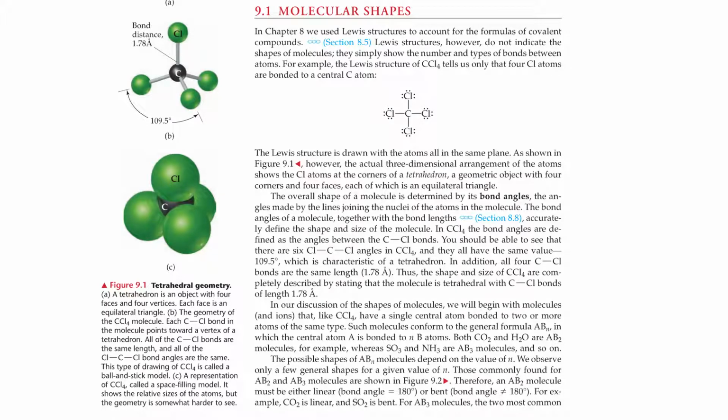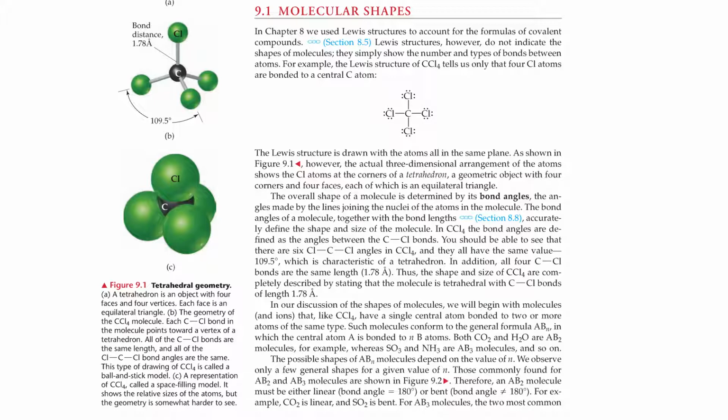Section 9.1, Molecular Shapes. In Chapter 8, we used Lewis structures to account for the formulas of covalent compounds. Lewis structures, however, do not indicate the shapes of molecules. They simply show the number and types of bonds between atoms. For example, the Lewis structure of carbon tetrachloride tells us that 4 chlorine atoms are bonded to a central carbon atom. The Lewis structure is drawn with the atoms all in the same plane.